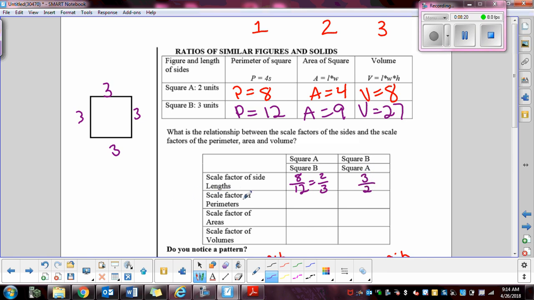The scale factor of the perimeters is still going to be, sorry, this one was 2/3. And then the scale factor is 8 over 12, that's still 2/3. That's still the first dimension. This is still 3 over 2.